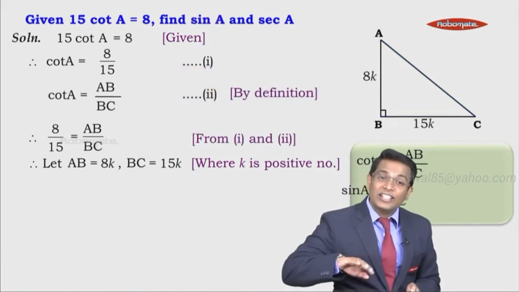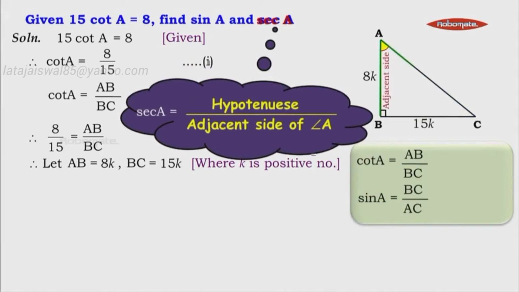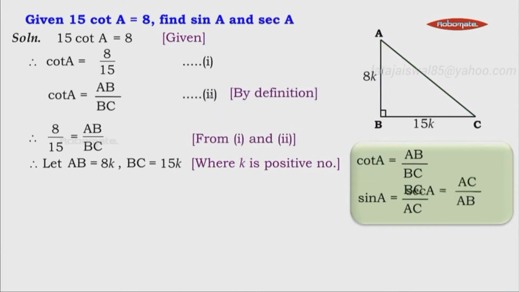And we also want sec of A. Let's do that. Sec of A is nothing but the hypotenuse upon the adjacent side of angle A. Hypotenuse is AC and adjacent side is AB. So we have it as AC upon AB. So we have the value of sec A. To get all these values, first we need to know what is the value of AC, right?